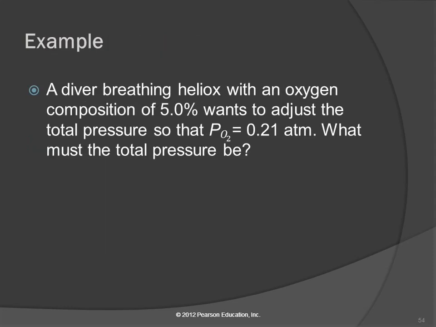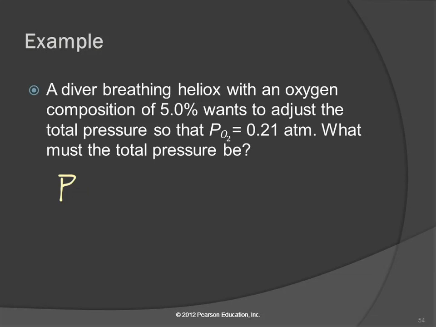So we could do calculations for this. A diver breathing heliox with an oxygen composition of 5%, the air's 21%, heliox is 5%, wants to adjust the total pressure so that he's getting the regular partial pressure of oxygen, or 0.21 atmospheres. What total pressure does that heliox need to be? Well, how do we approach this? The total pressure, well, that's not what I wanted to do.